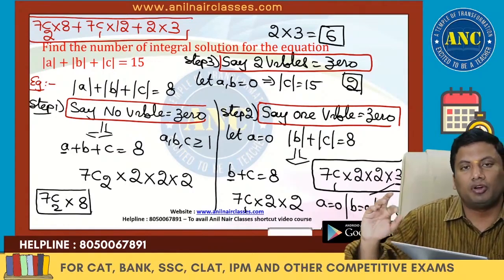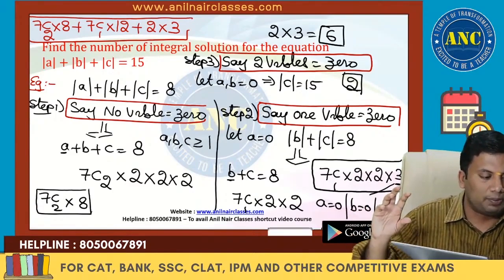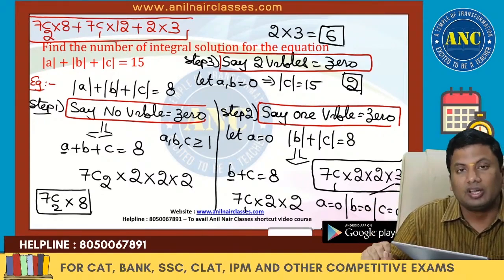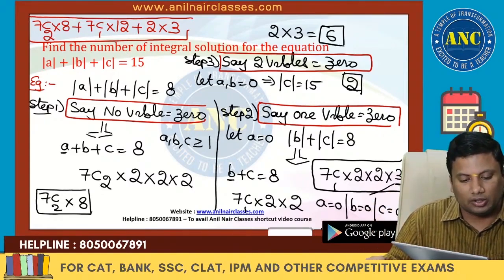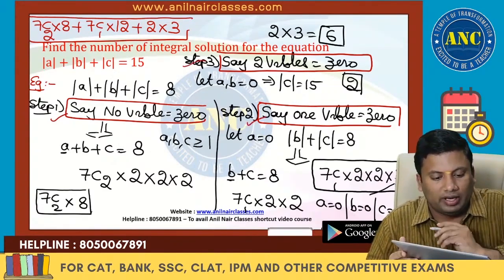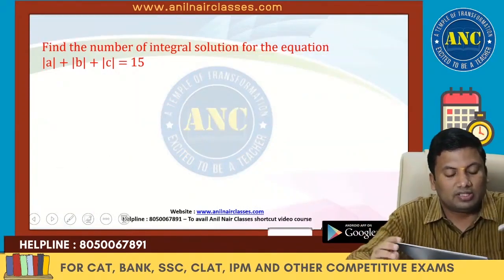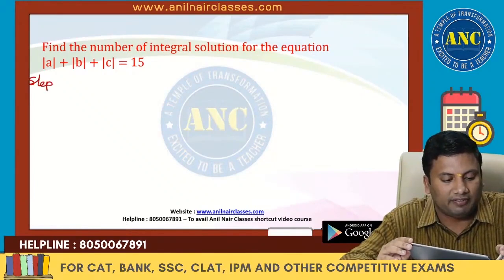Yes, Naveen, that 4k method is the optimized version for 2 variables. For 3 variables, this is the method to follow: no variable 0, one variable 0 and 2 variables 0. Now let us solve this question. Otherwise, you will skip this question thinking that it is a difficult question.